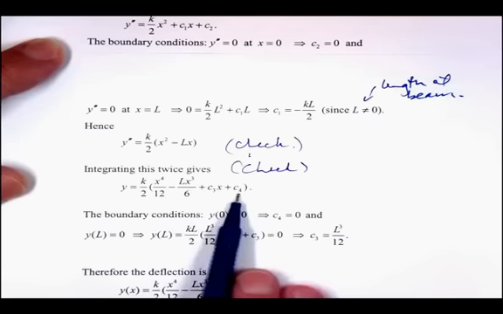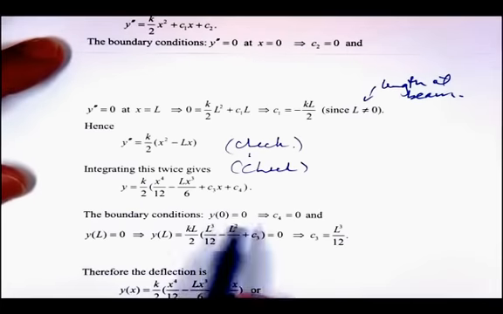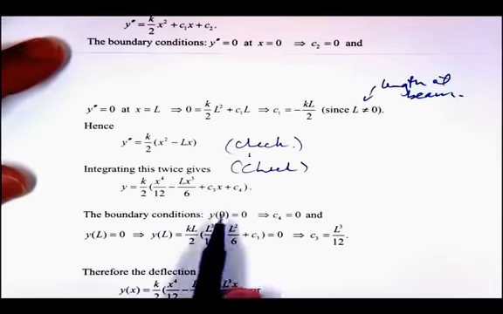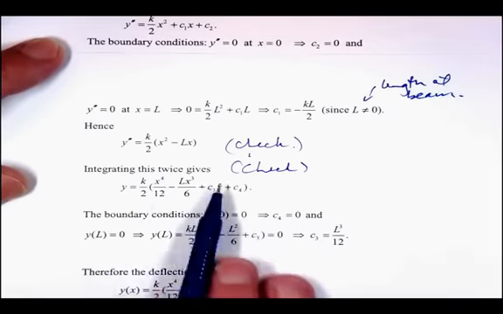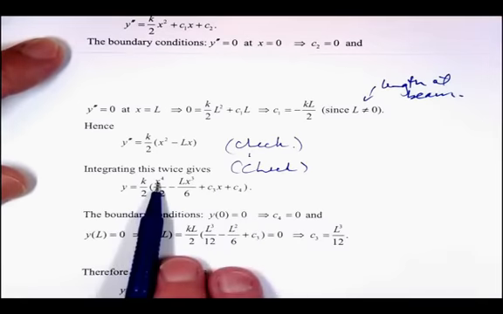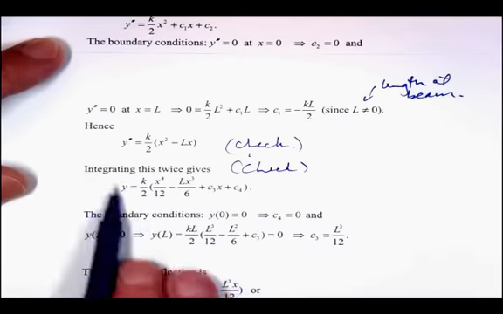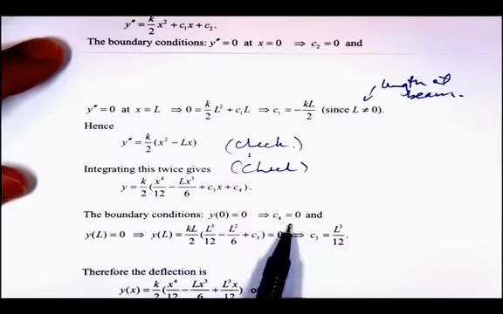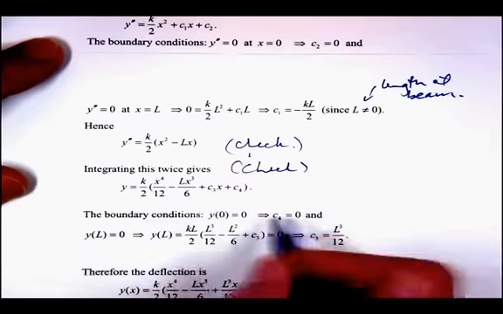Well, do we know anything else? Well, yes we do, because it's simply supported. We know that when x is 0, y is 0. So let's put a 0, 0, 0 in there. With y equal to 0, C4 must be equal to 0. You can see that now or you can check that out.